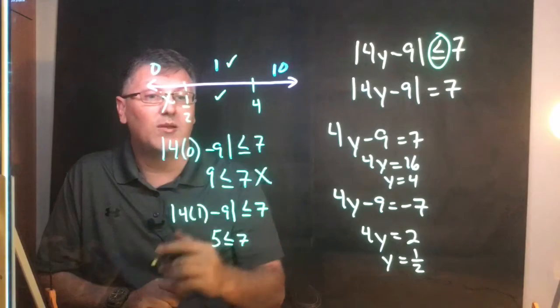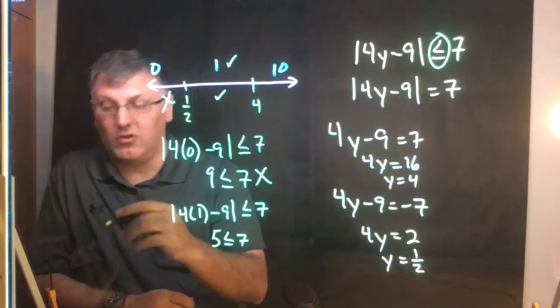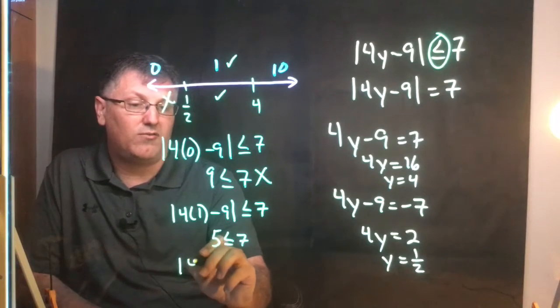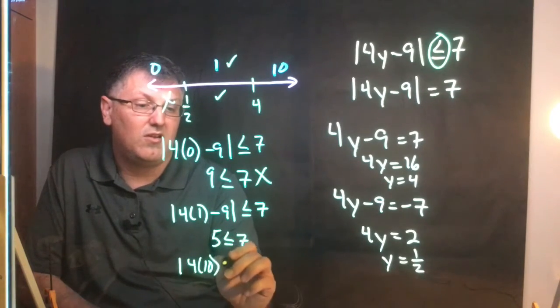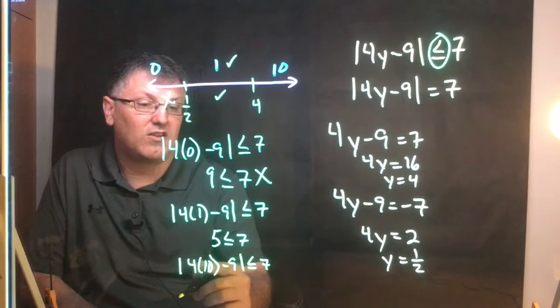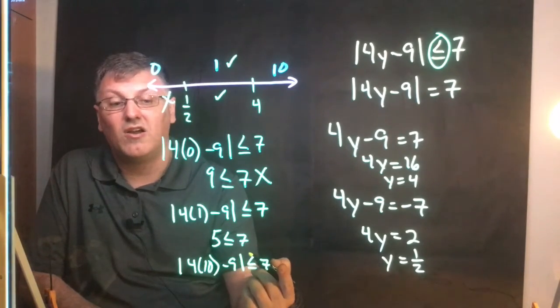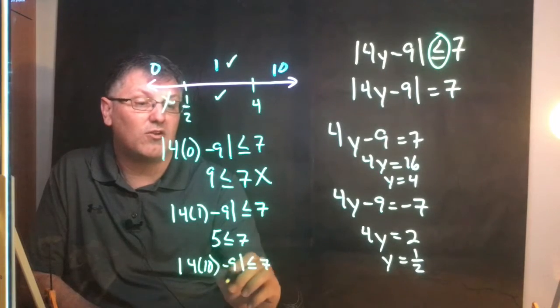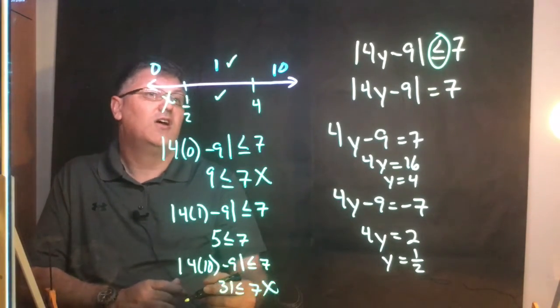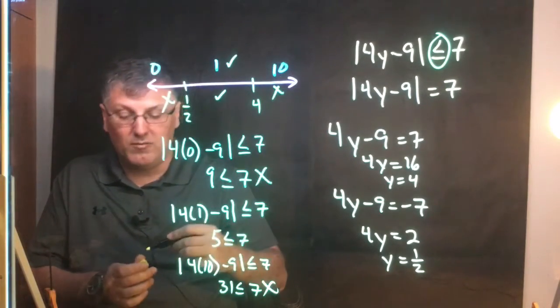And then we're going to do the same thing for 10. So we're going to do the absolute value of 4 times 10 minus 9 is less than or equal to 7. This gives me 40 minus 9, 31. The absolute value of 31 is 31, which is less than or equal to 7. That doesn't work. So this doesn't work here.